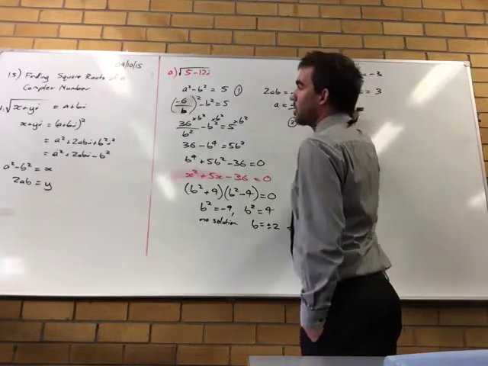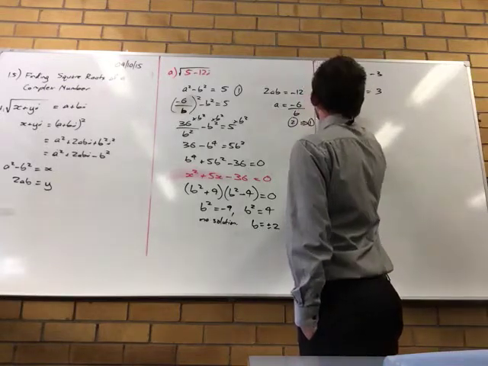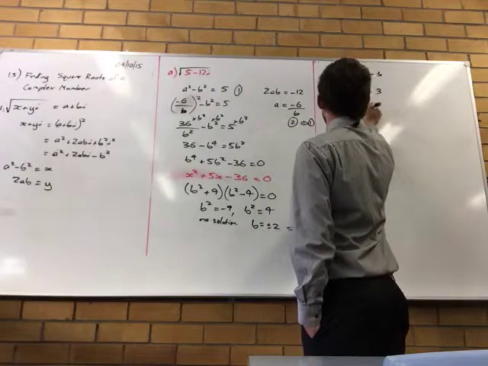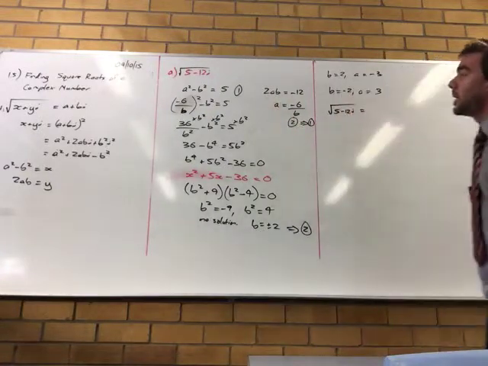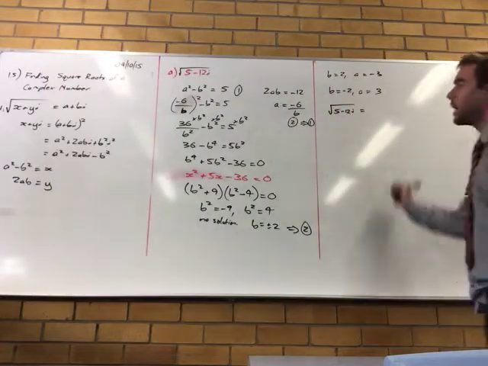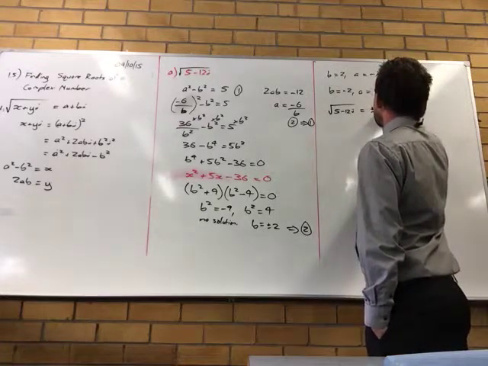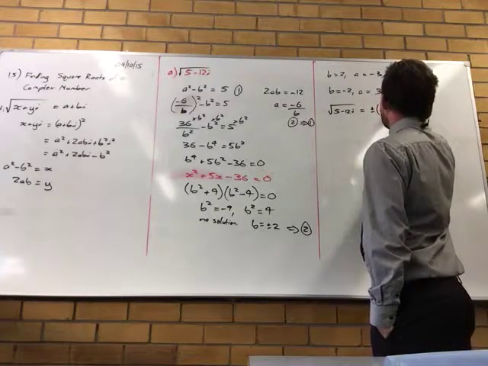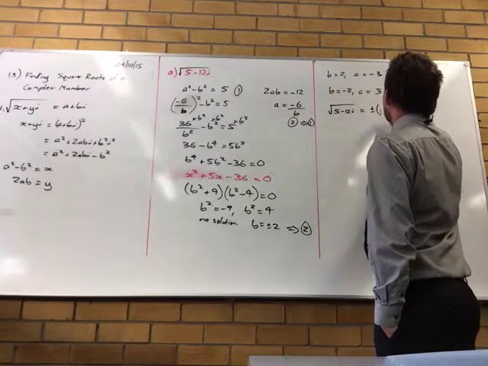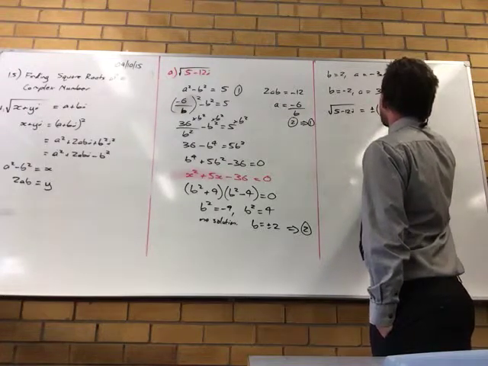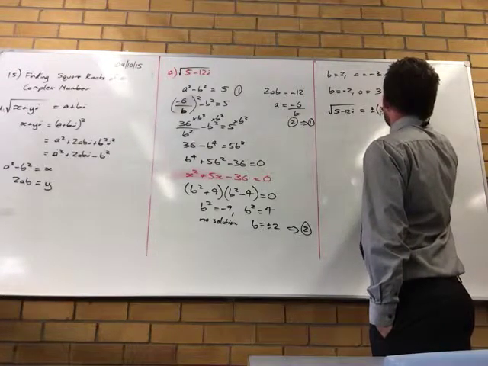Alright, so the square root of, what was it? 5 take away 12i is equal to a plus bi, which is plus or minus (3 minus 2i).